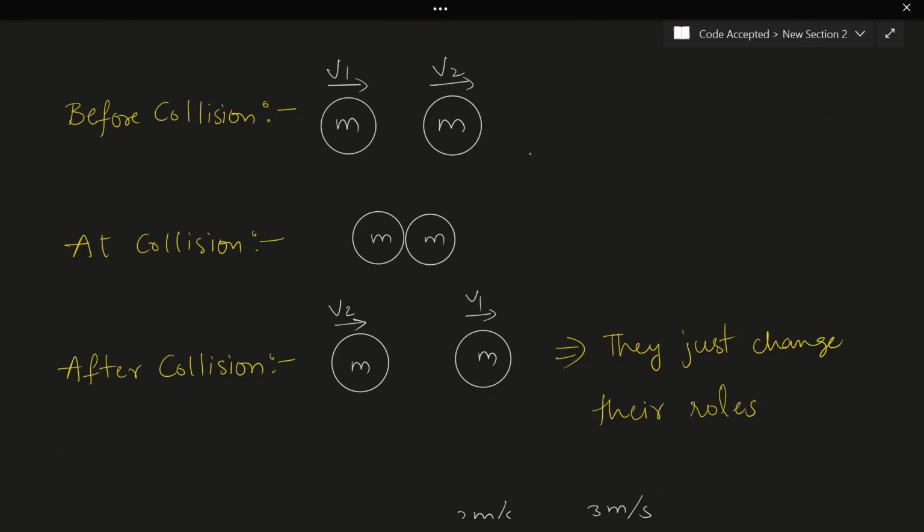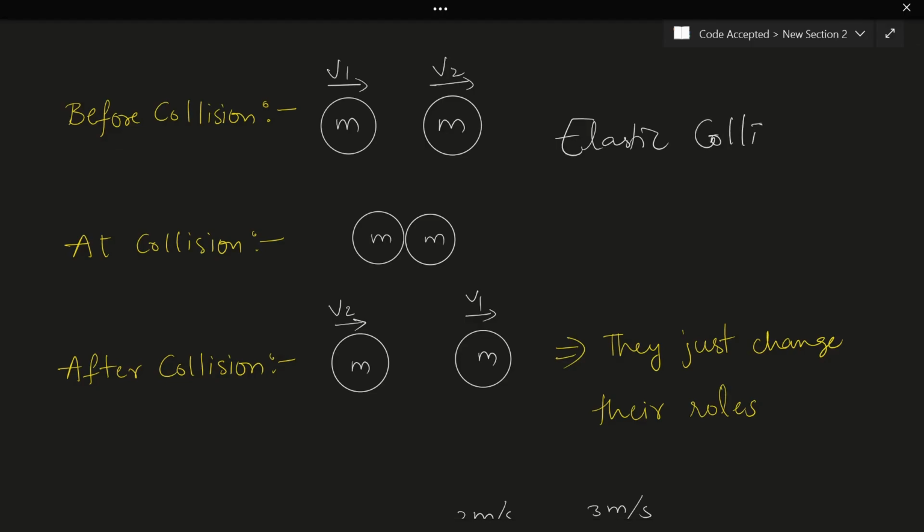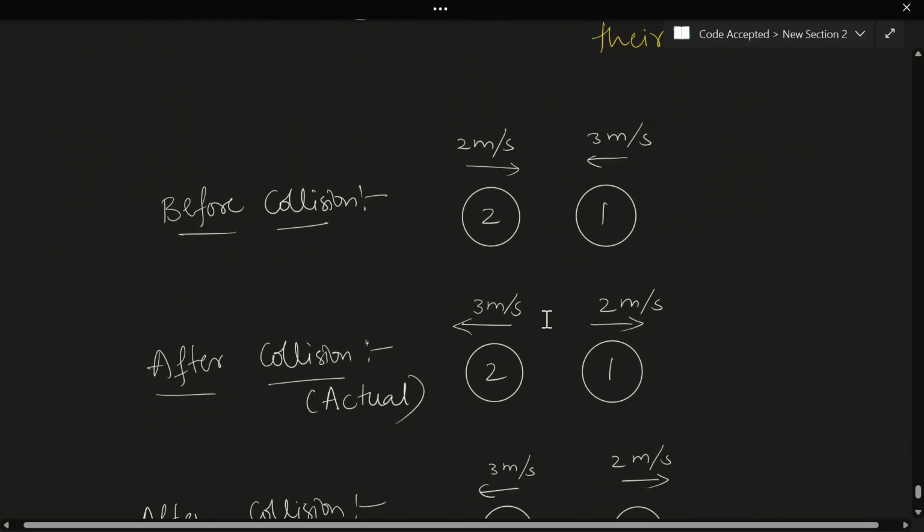So this is the basic concept of elastic collision. I hope you have studied it in your intermediate, if you liked physics. This is a case where two balls are coming together to collide. Before collision, ball 1 has velocity v1 and ball 2 has velocity v2, and after collision we see that the velocities are getting interchanged as the collision is elastic. So they just change their roles.